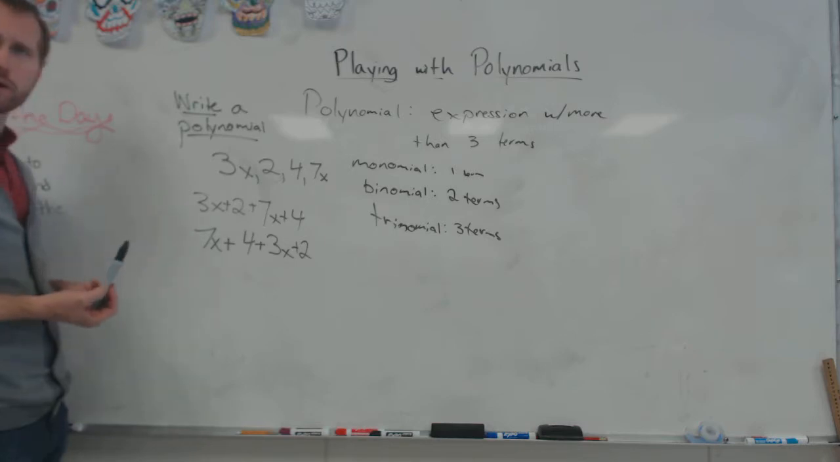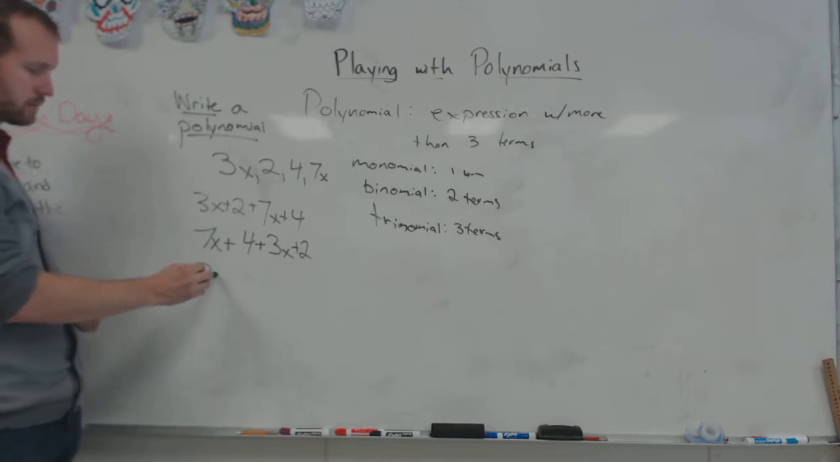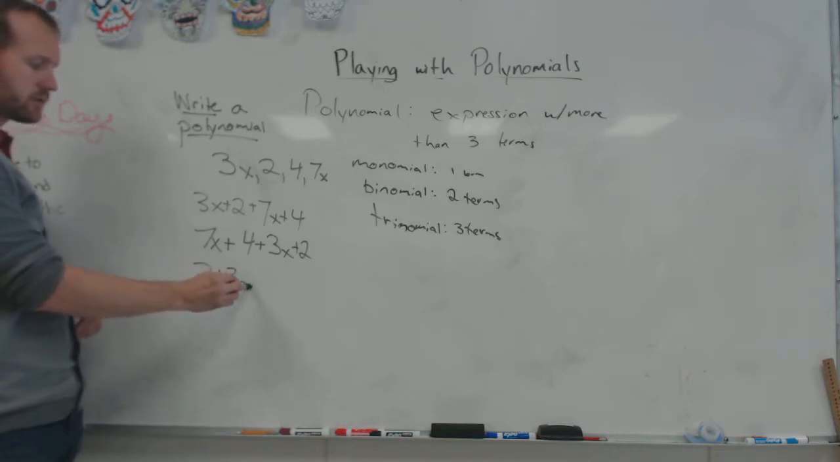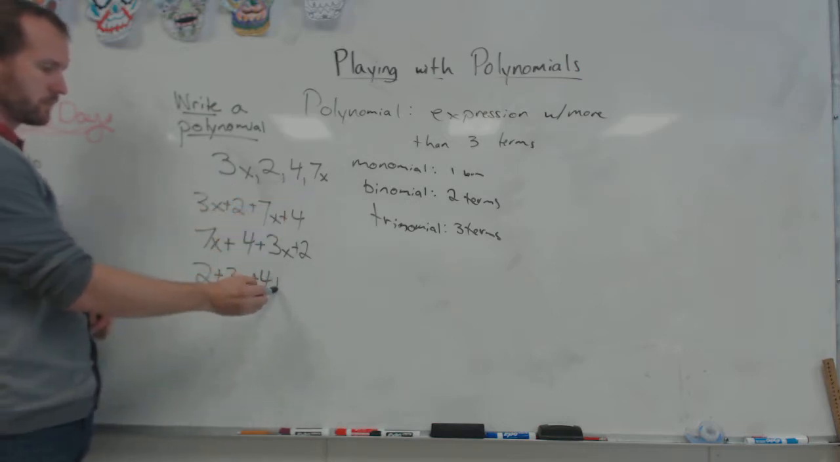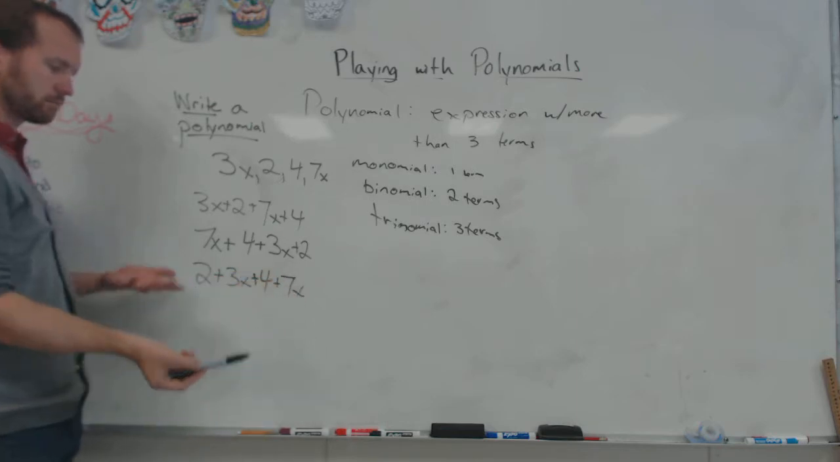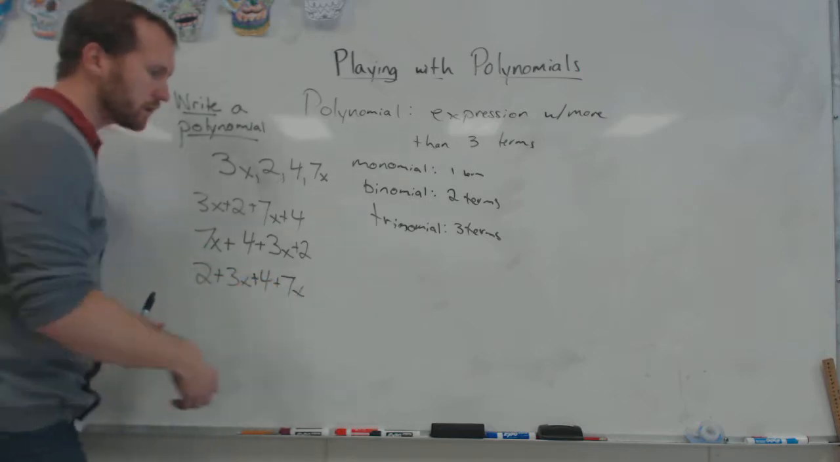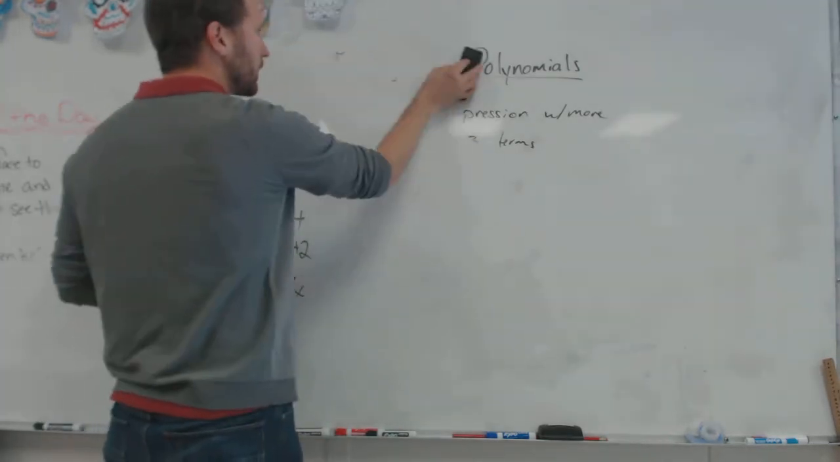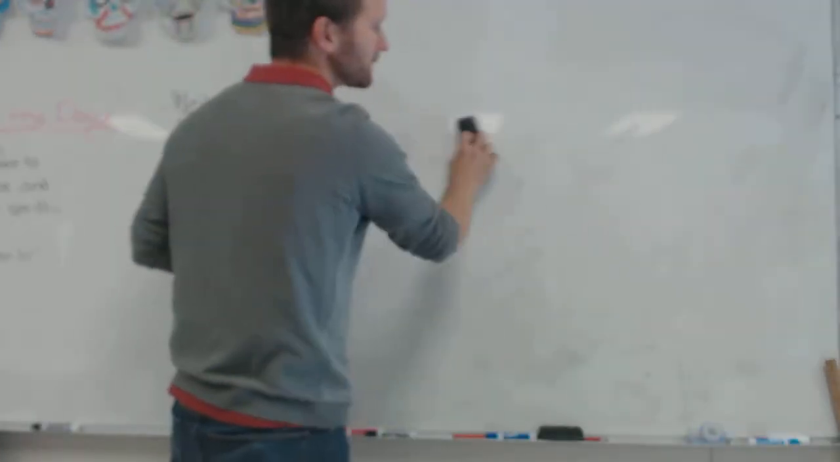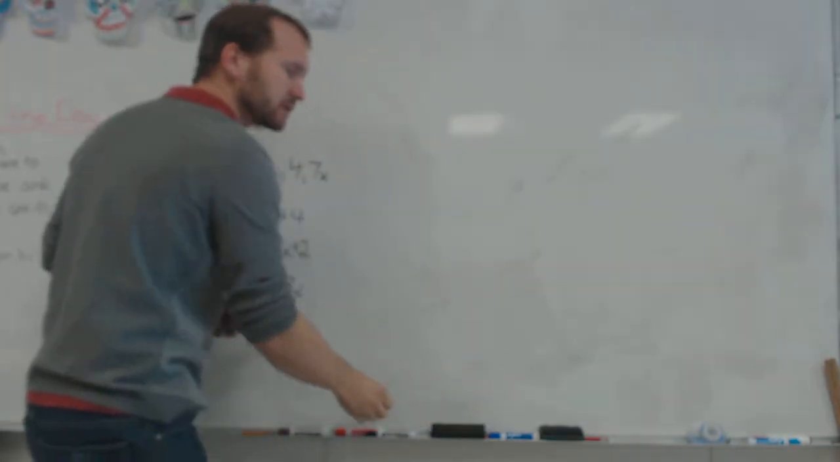Someone give me one more way of writing them? 2 plus 3x. Has to be 3x. That has to stay as the term. 4 plus 7x. Yeah. So there's a lot of ways of doing that, right? Fairly straightforward, but you have to really understand what a term means to write these.